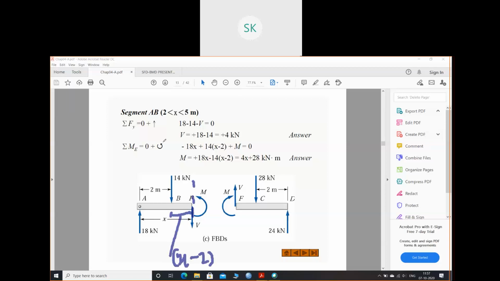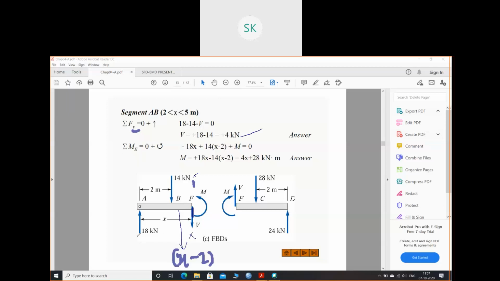Again, I have to take summation of vertical forces equals 0, summation of moments equals 0. If I look at the vertical forces, this is x minus 2. So 18 positive, downward minus 14, this V is also downward, minus, equals 0. After solving, I got shear force as positive 4 kilonewton. This part is over. Now comes the moment part.